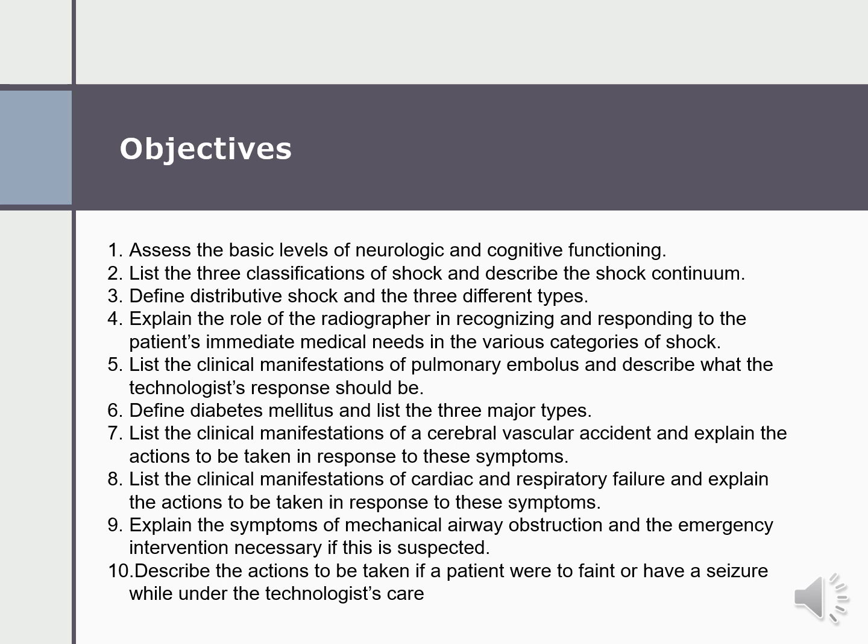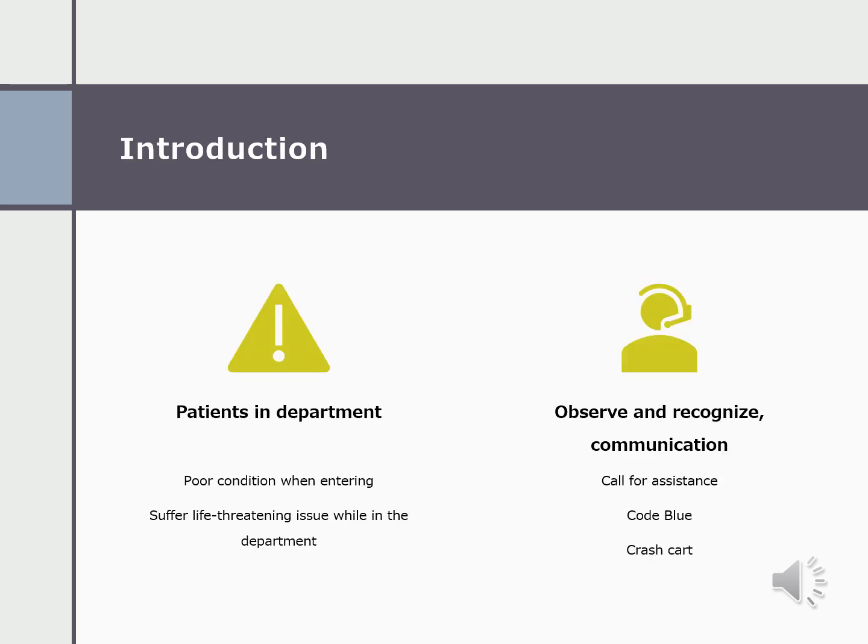list the clinical manifestations of pulmonary embolus and describe what the technologist's role should be, define diabetes mellitus and list the 3 major types, list the clinical manifestations of cerebral vascular accident and explain the actions to be taken in the event of these symptoms, list the clinical manifestations of cardiac and respiratory failure, explain the symptoms of mechanical airway obstruction and emergency intervention if necessary, and describe the actions to be taken if a patient were to faint or have a seizure while under the technologist's care.